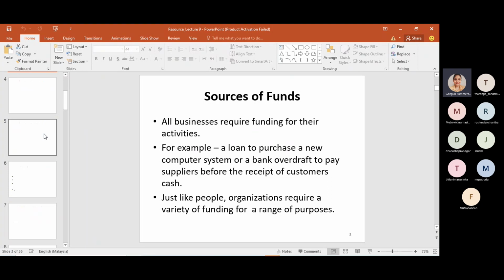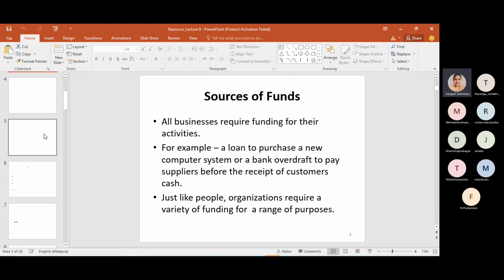Okay, so you might need to get a loan to purchase a new computer system, or you might need to get a bank overdraft to pay your suppliers. So for these kinds of purposes, you need funding. All businesses need funding for their activities.